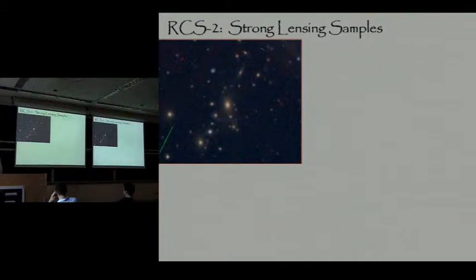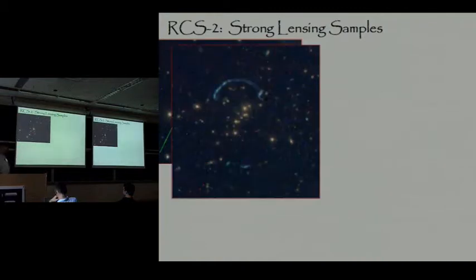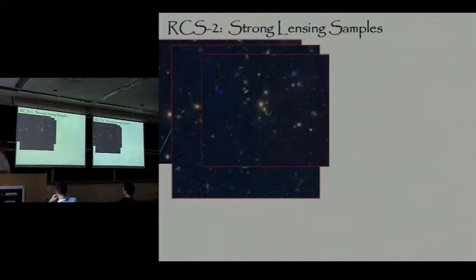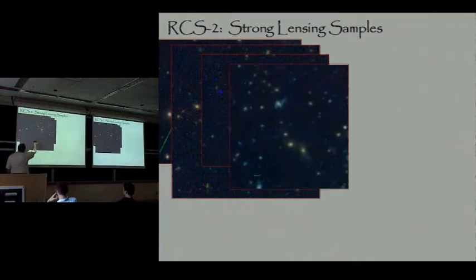So just some postage stamps of some of these lenses. The lighting here isn't great, but there's a blue arc there. Somebody in the front can probably see. This one's rather obvious. I'll talk a little bit more about this one later. These are sort of real giant arc systems where the arc is obvious. You probably can't see that on this data, but there's a big blue arc there.